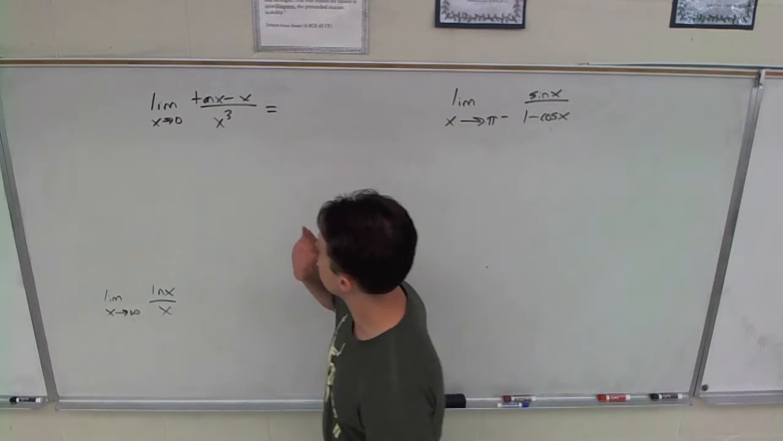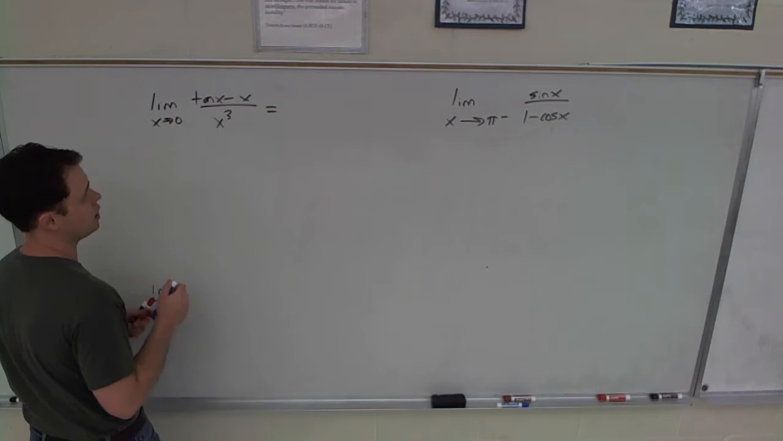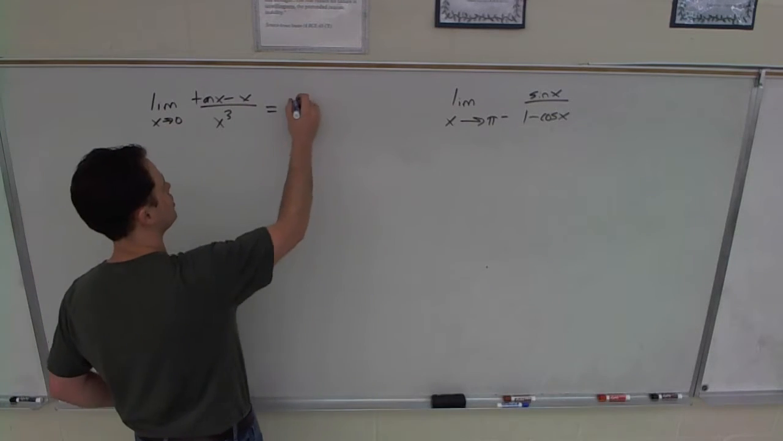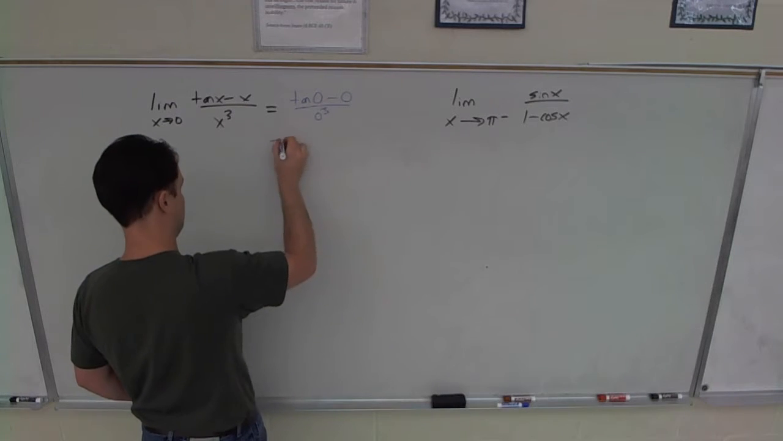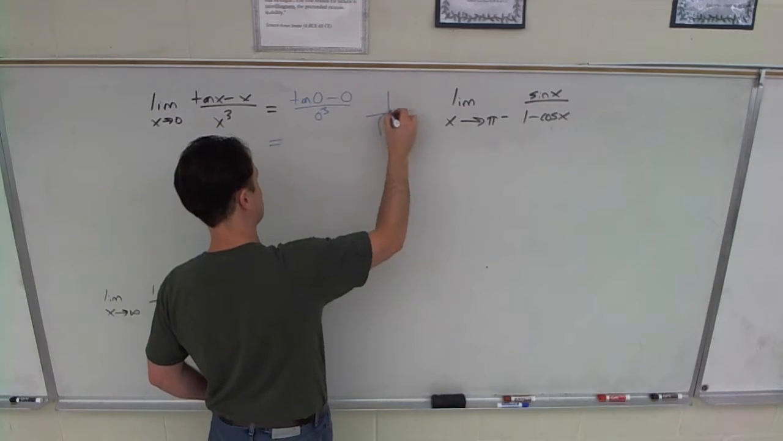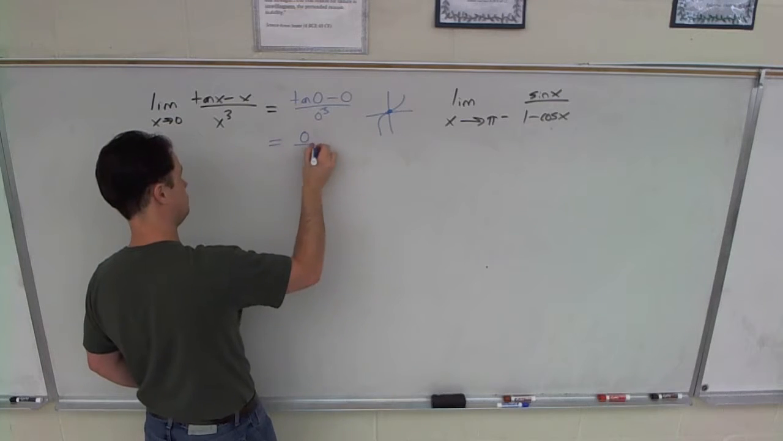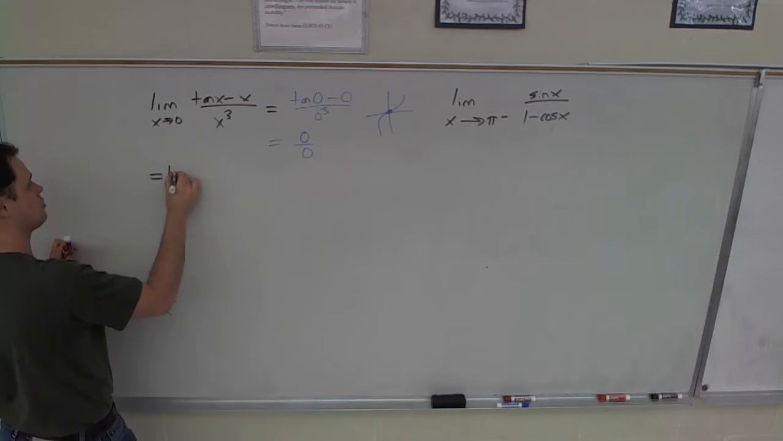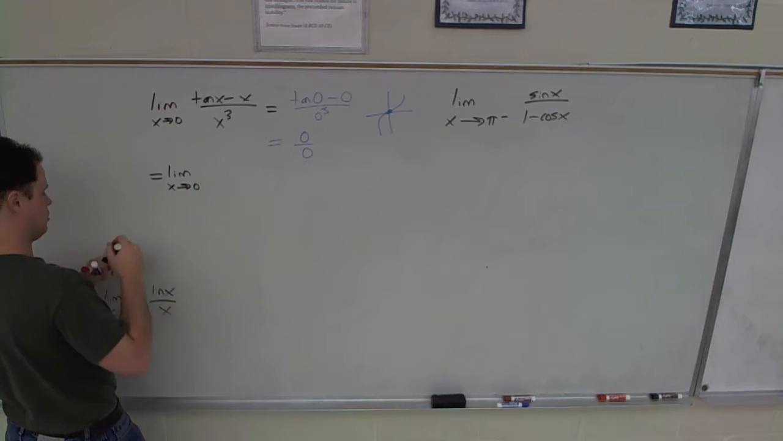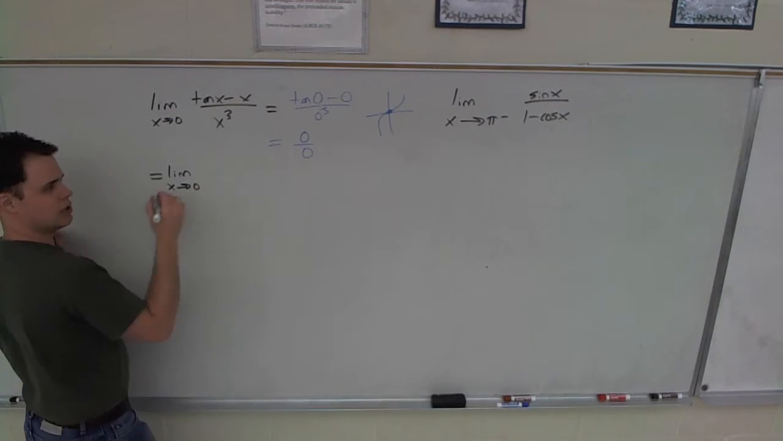All right, let's try L'Hopital another time. If we can, let's see. If we plug this in, then we get what? Tangent of 0 minus 0 over 0 cubed. Tangent of 0 is, of course, 0. So yes, I can use L'Hopital and say that this is equal to what?